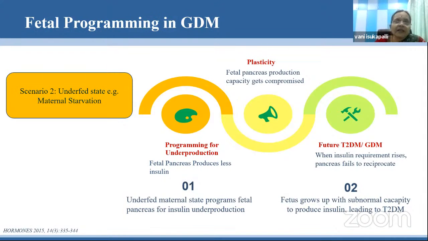So both states, either an overfed state or an underfed state, will program the fetus to have diabetes in the future.